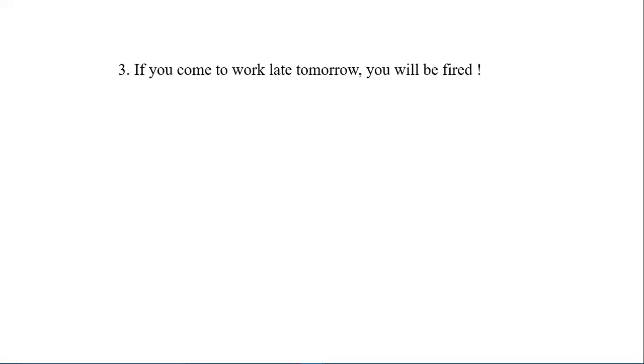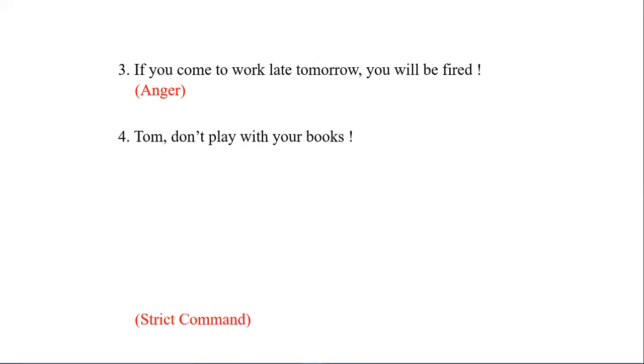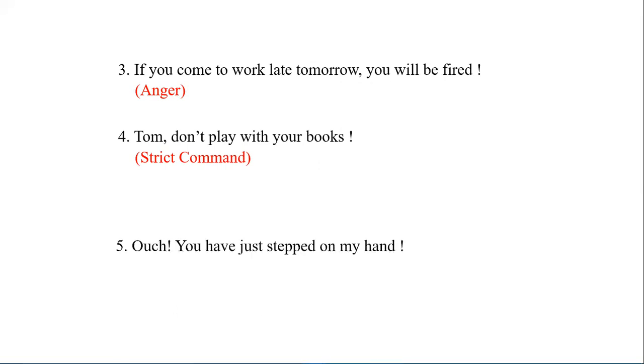Now, if you come to work late tomorrow, you will be fired! This is a simple sentence, but I have used an exclamation mark here to express my anger. Number four, Tom, don't play with your books! When we use an exclamation mark, we need to understand that it is a strict command. In case of a strict command, even though it is an imperative sentence, we need to put an exclamation mark at the end of the sentence.